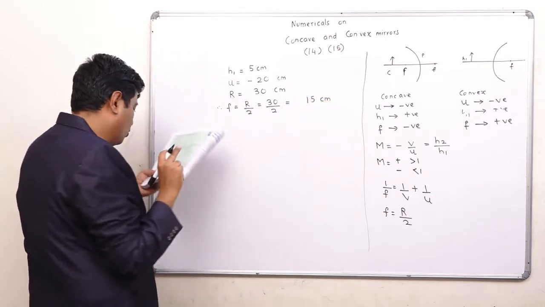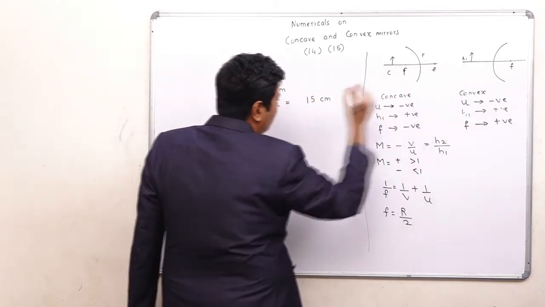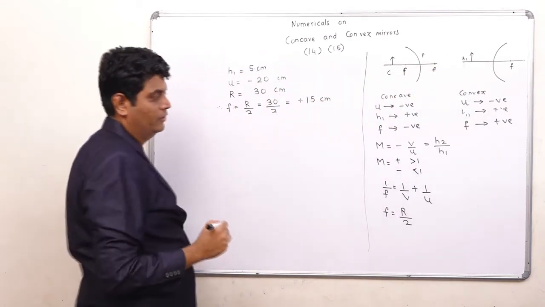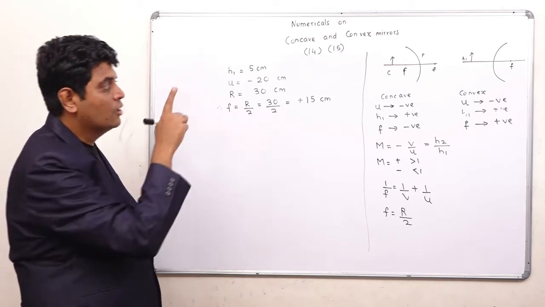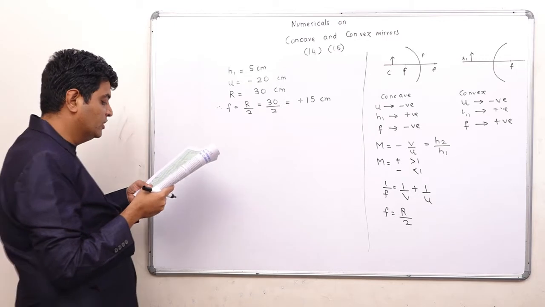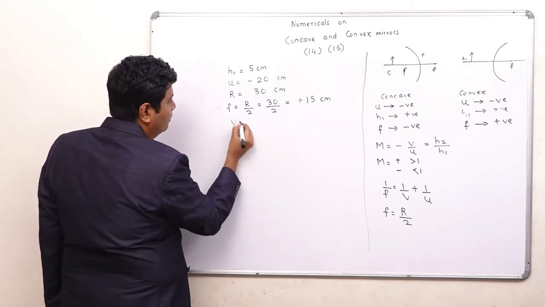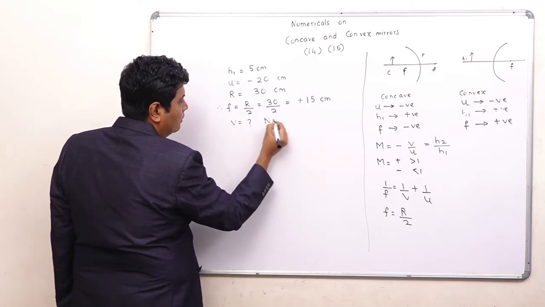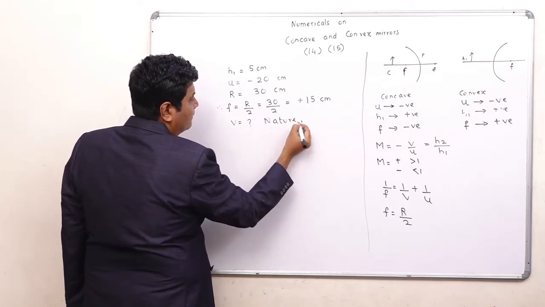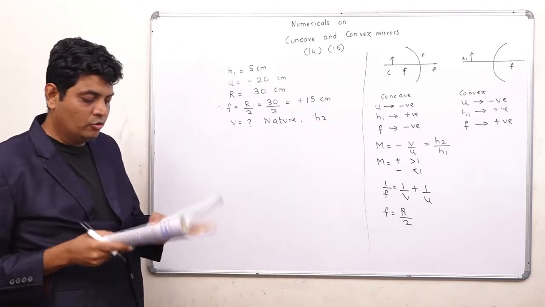But you know which mirror it is? It is a convex mirror. In a convex mirror, your F is positive, so this will be positive. If it were given that this is a concave mirror, you will take F as negative. Find the position, nature and size. So position means you have to find the value of V, then nature and size. Size is nothing but H2. So these three things we have to find out.